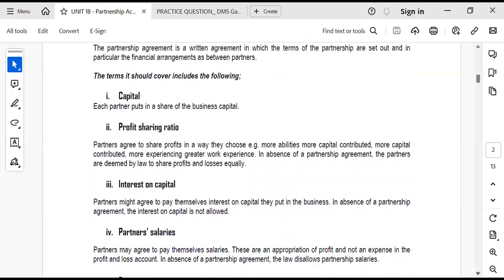So the next thing that the deed has to show is interest on capital. Partners may agree to pay themselves interest on the capital they put in the business. So for example, we are a class of 10 people, and all of us decide to bring 10 million to set up our chicken business of 100 million. And so we can decide to say that every year each one will be earning 2% interest on the capital that each one of us has contributed to the business. So in addition to the profits that we make, we will also be paying ourselves 2% of our individual contribution.